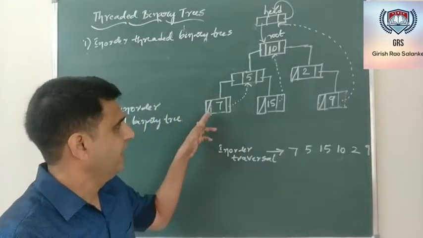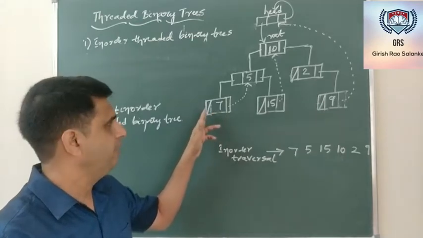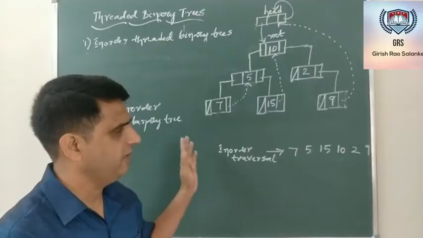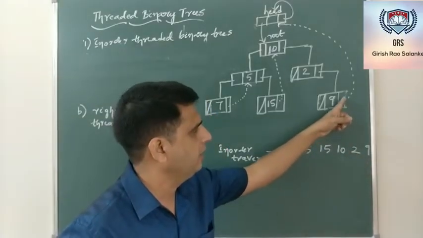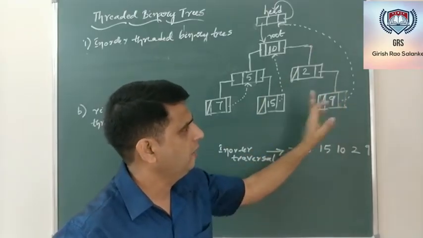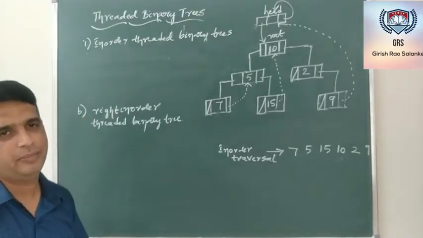In the previous case, for left of 7, there was no predecessor to 7, so we had pointed the left of 7 to the head. In the same way, as node 9 does not have any successor, I am holding the address of the header node in the right of node 9. So this was about the right in-order threaded binary trees.